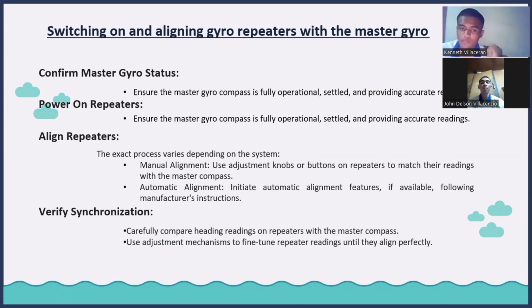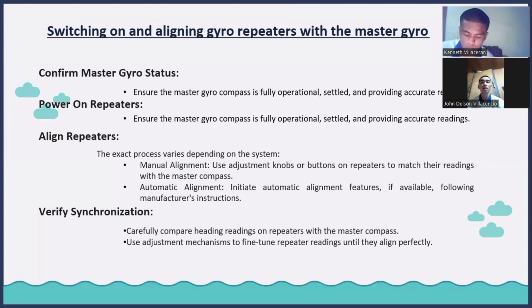Switching on and aligning gyro repeaters with the master gyro. Confirm master gyro status. Ensure the master gyro compass is fully operational, settled, and providing accurate readings. Power on repeaters. Ensure the master gyro compass is fully operational, settled, and providing accurate readings. Align repeaters. The exact process varies depending on the system.